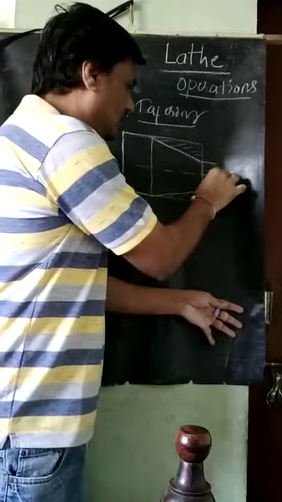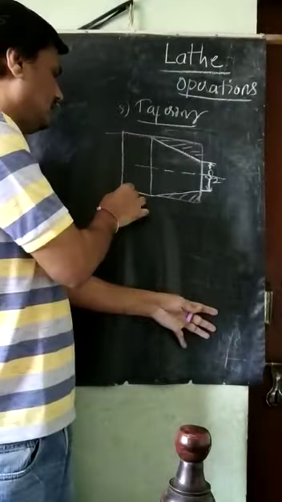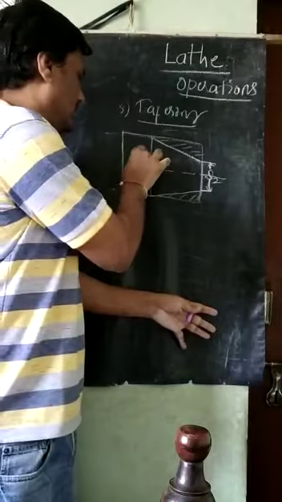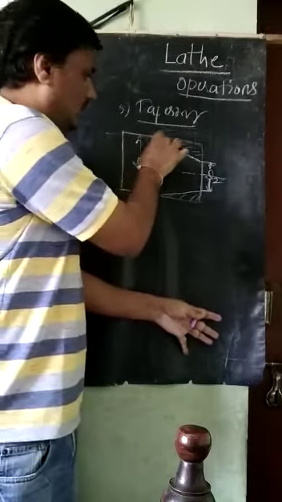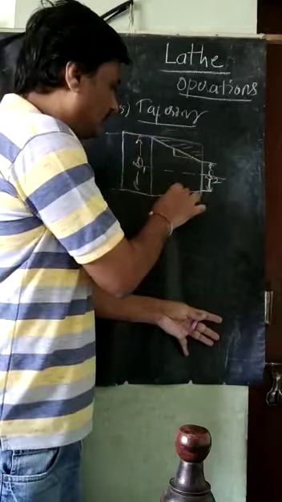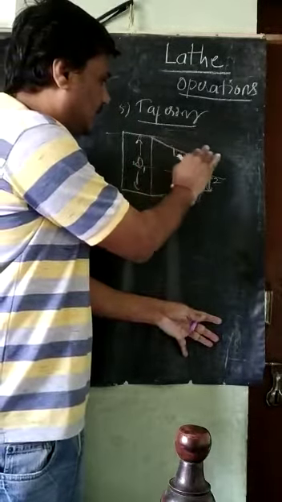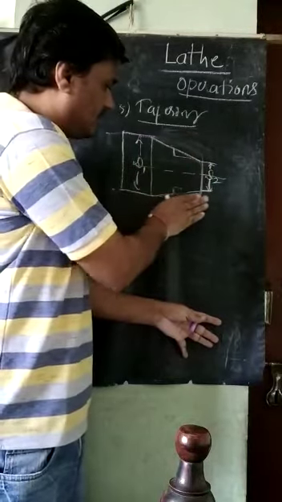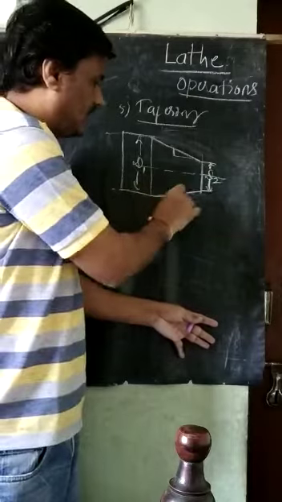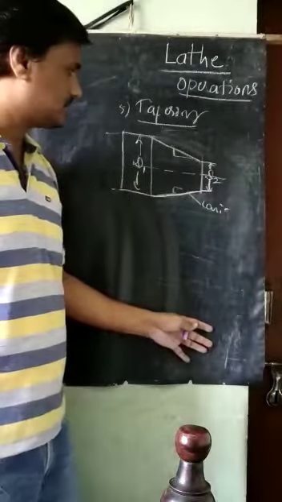That is D2, the small diameter we are getting. The original diameter is D1. Continuously this slope has to be maintained. This much amount of material has to be removed like this. Now we are getting this section, which is called the conical section.